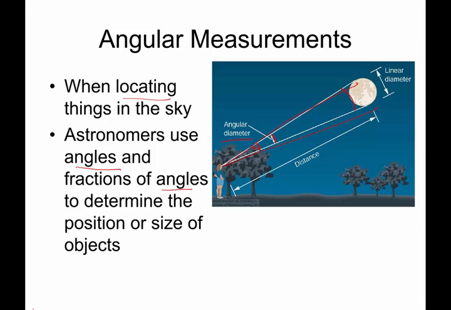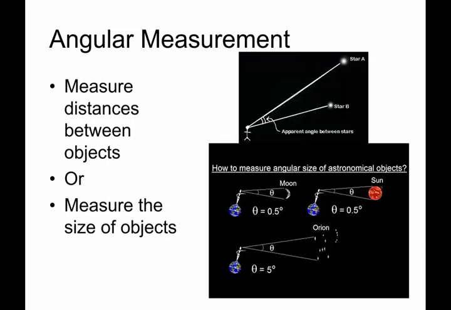So when we're measuring the distances between objects, or we're measuring the size of the object, it's how much of a circle is actually crossed or subtended by that astronomical object. The moon represents about 1/2 degree of arc. The sun, coincidentally, is also about 1/2 degree of arc that it actually crosses out.